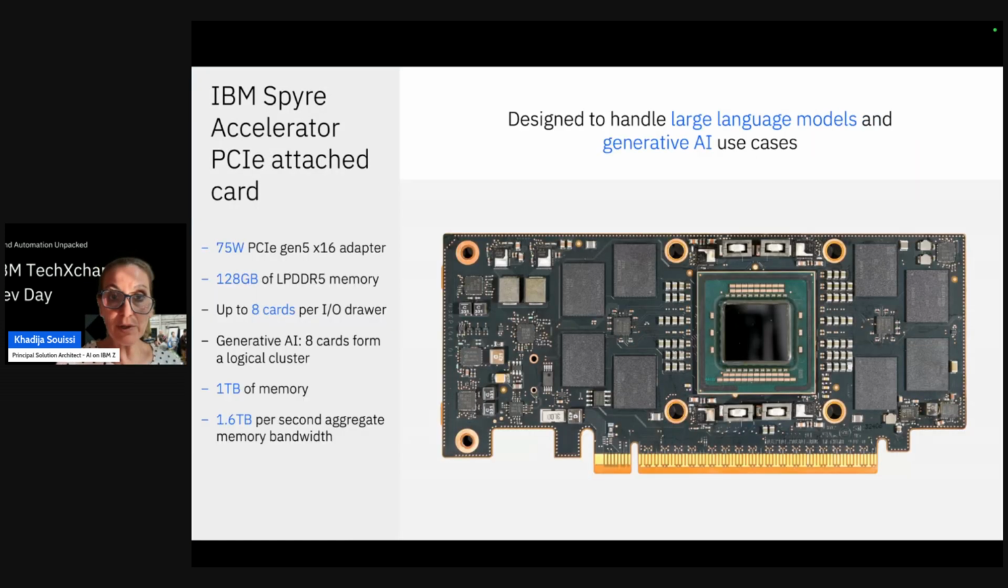In interest of time, I'm going to jump to the next part where we talk about the Spyre Accelerator cards. Again, we are introducing them in order to support generative AI use cases. As you see here, the energy consumption is about 75 watts. So this is really a very reduced energy consumption. We can go up to 1 terabyte of memory with 8 cards per I/O drawer, and we can have 1.6 terabyte per second aggregate memory bandwidth. So why are we doing that?